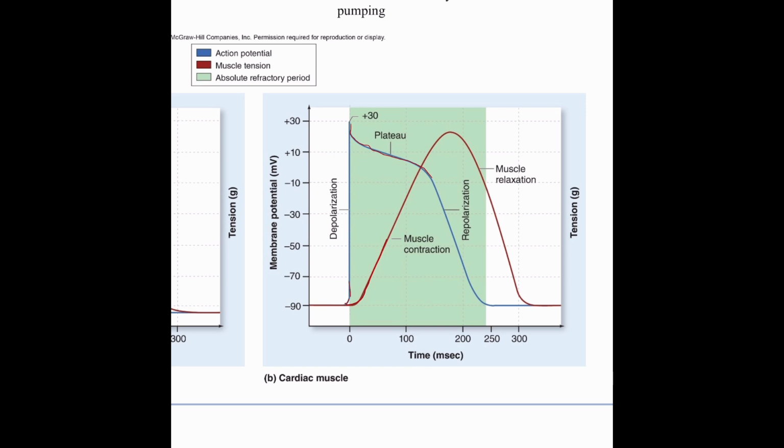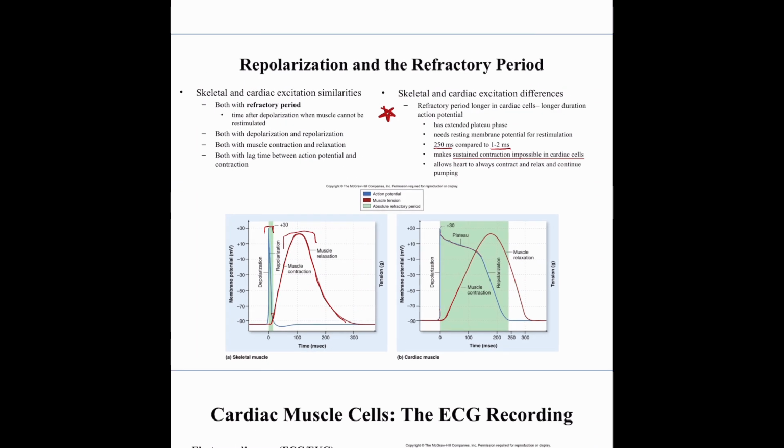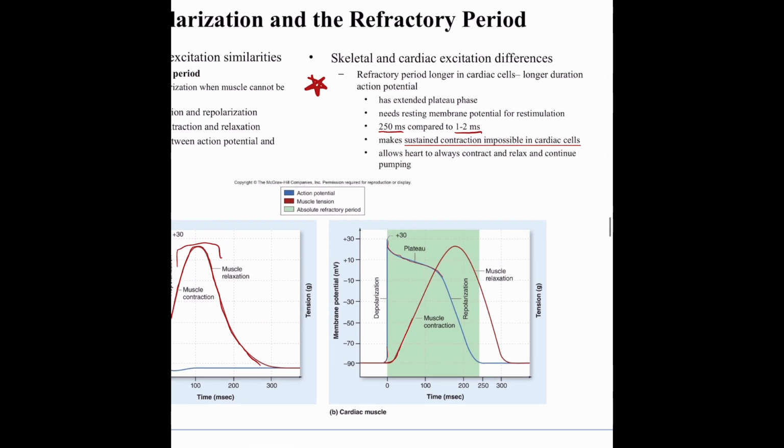And here the prolonged refractory period before it can fire again makes it so that sustained contraction is impossible. The charts don't necessarily look like what it's saying, but it is that, right? So your heart just can't sustain contracting for a long period of time.